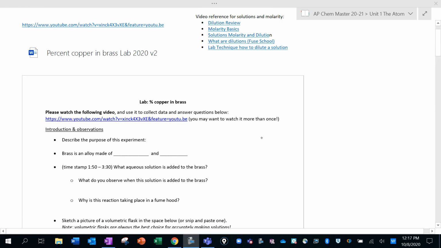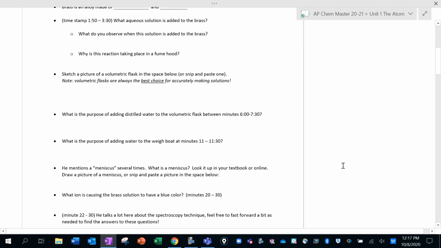And also remember up here at the top, there are some videos that you can use to review the ideas behind molarity. So, what are solutions? What is molarity? How do you do dilutions? If you want to look in the textbook, the section of the textbook is chapter 4, section 4, which goes over molarity and dilutions. This should be a review from regular chemistry, but when we need a refresher, it's good to look over those.